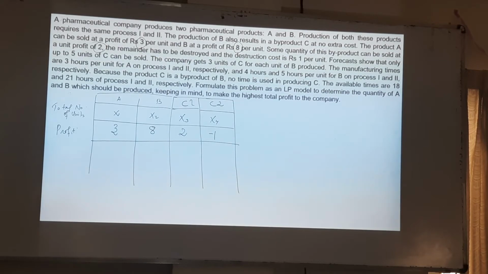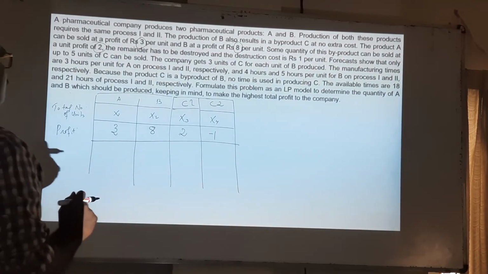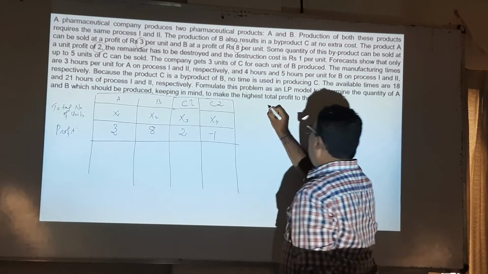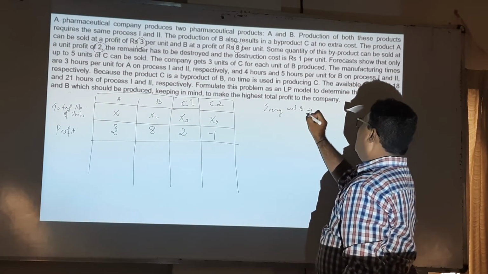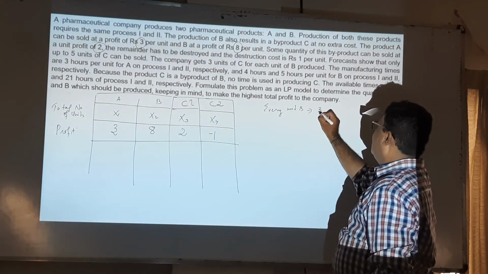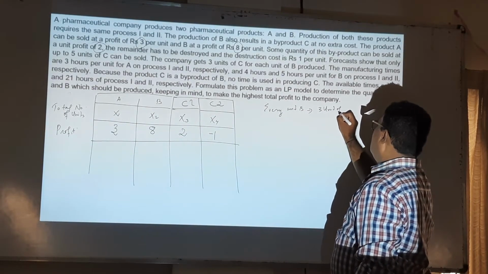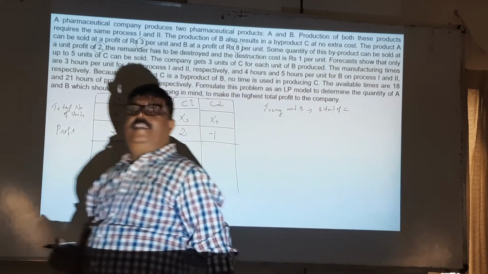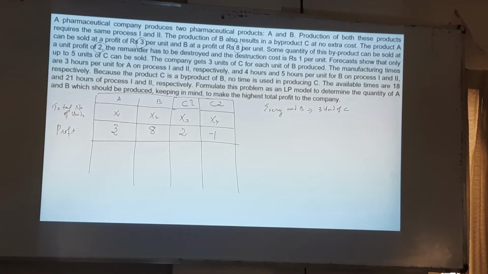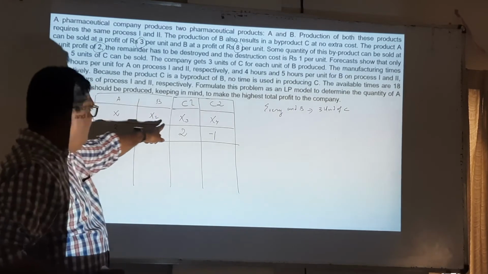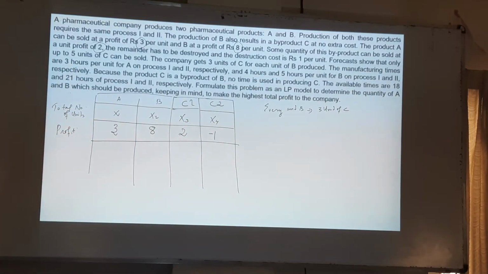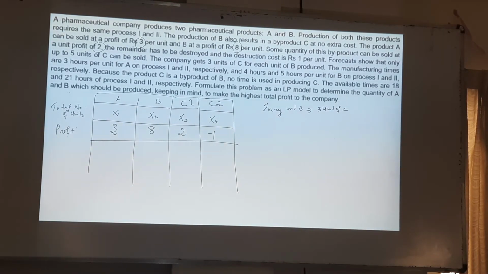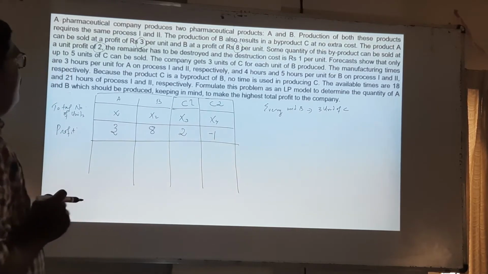The company gets 3 units of C for each unit of B produced. Every unit of B, how many units of C? 3 units of C is manufactured. You understood? How many units of C are there? X3 plus X4 units of C are there. So if 1 unit of B means 3 units of C, 2 units of B means 6 units of C. So that is another condition.